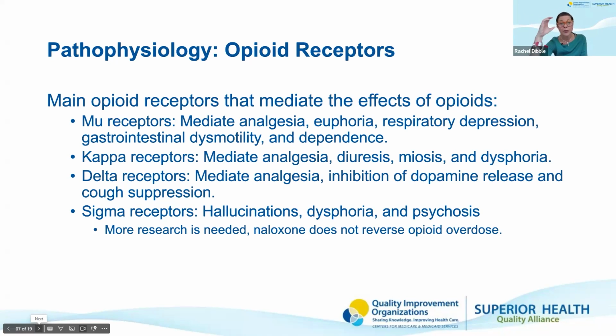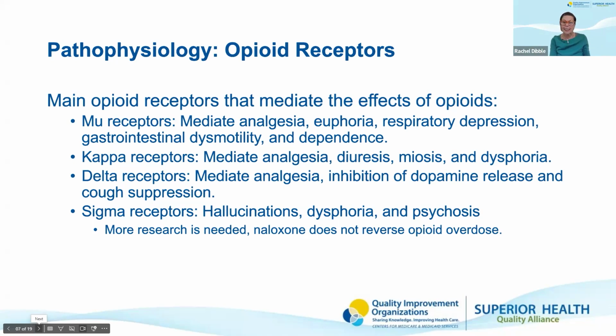So now we have the delta receptor. What does that do? That manages pain as well. Oh no, that inhibits dopamine release and cough suppression. So if we don't have dopamine at all, we organically produce it, we're going to feel probably pretty depressed and bad. So we have our sigma receptors. This gives you the hallucinations, the dysphoria, the psychosis.